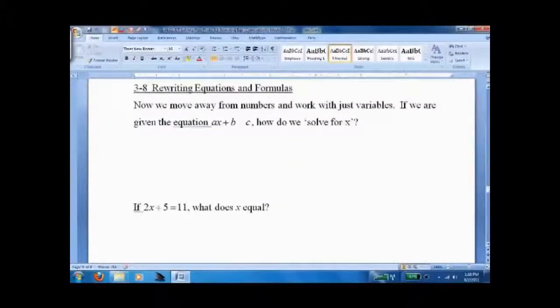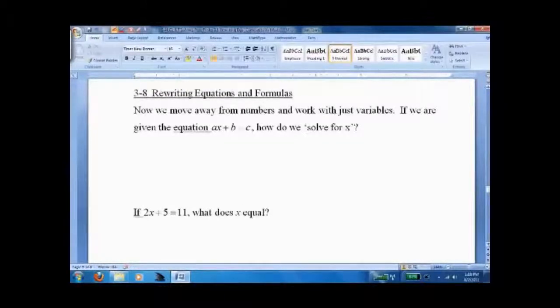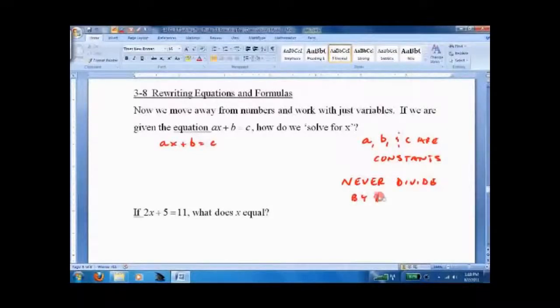Moving on, getting away from numbers and the work with the variables. We're going to move to working with just variables. If we're given the equation AX plus B equals C, how do we solve for X? Well, here's AX plus B equals C, and that means that A, B, and C are constants because you can never divide by a variable. I'm going to write that down, and I will repeat it often. I think when I test on this one day, I'm going to make that my extra credit on my final exam, if I were to put extra credit on a final exam. Never divide by a variable.